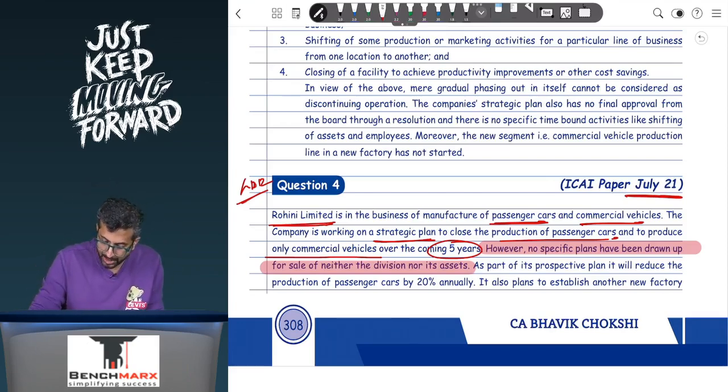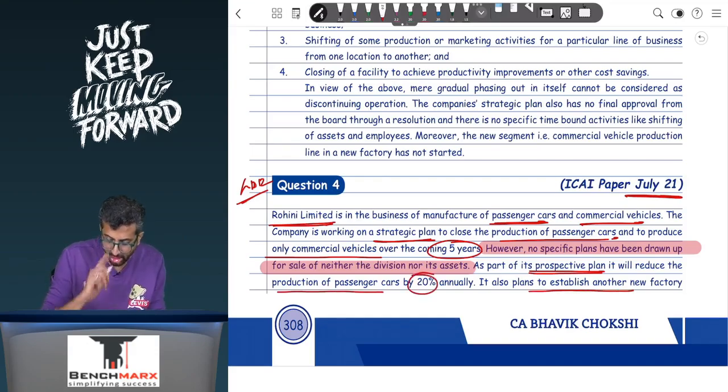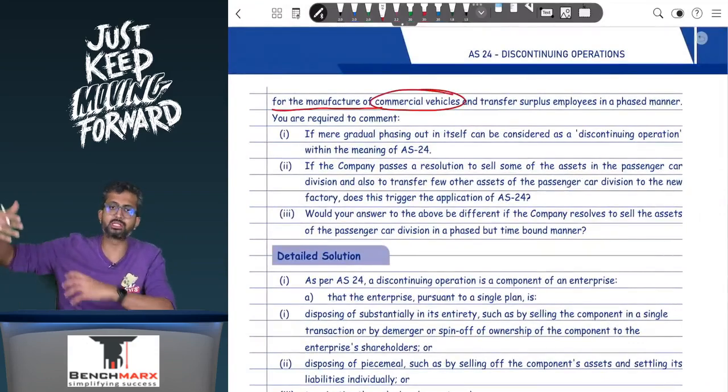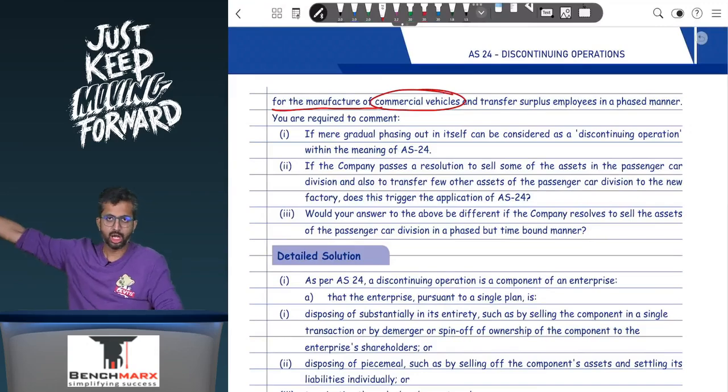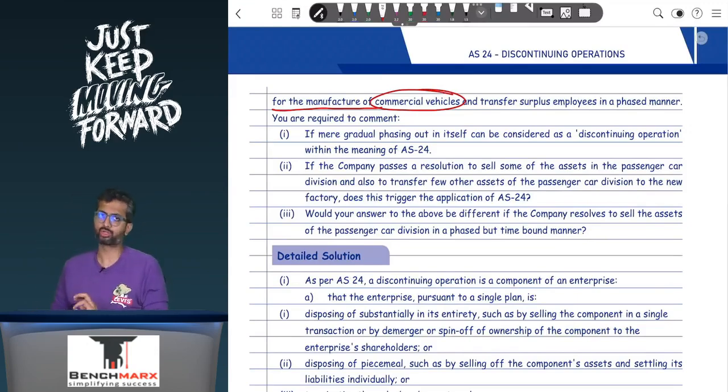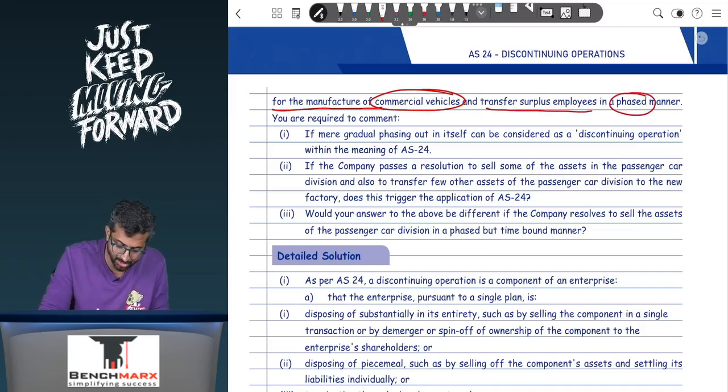As a part of its prospective plan, it will reduce the production of passenger cars by 20% annually. It will also establish another new factory for the manufacture of commercial vehicles. But commercial vehicles is a separate segment which you are still running, but you are still discontinuing. It is like saying I am discontinuing restaurants and focusing more on coaching. But discontinuing a restaurant is very much a discontinuing operation. And transfer surplus employees in a phased manner.